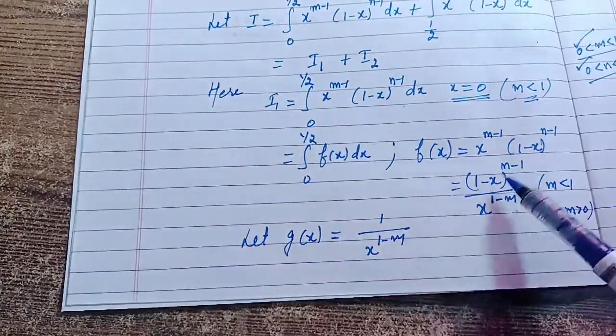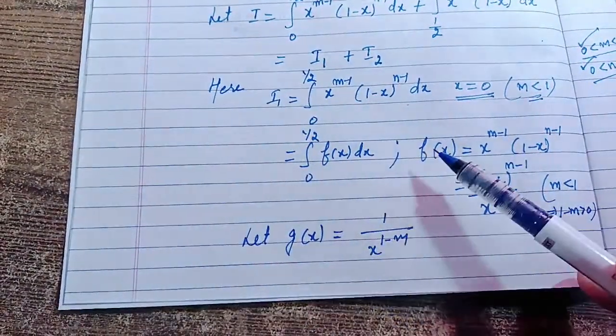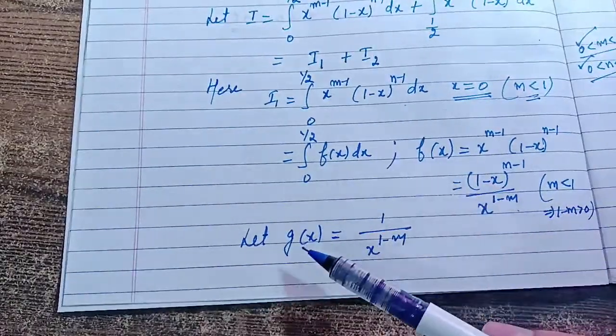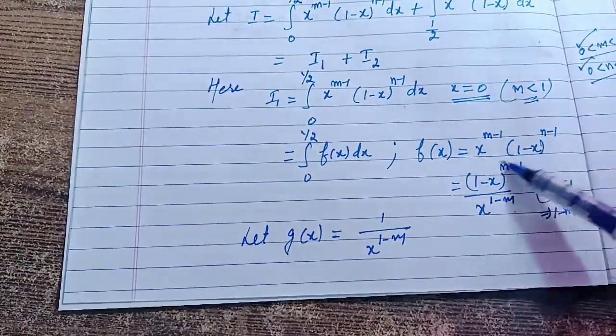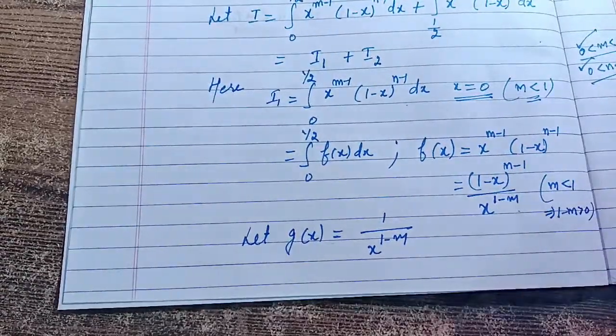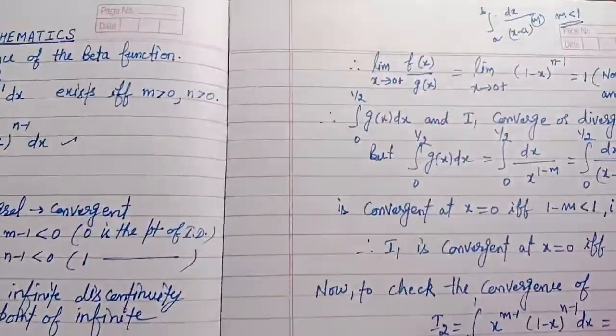So next we take the limit as x approaches 0 plus of f(x) by g(x). When we divide f(x) by g(x), this term cancels out. We are left with only the term (1 minus x) to the power n minus 1. So this is the case.